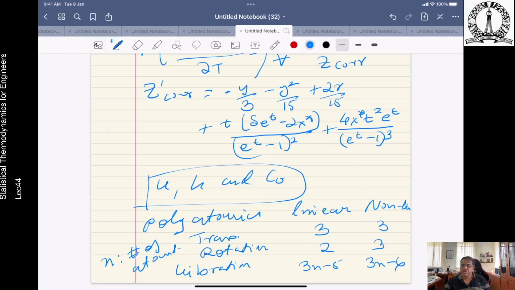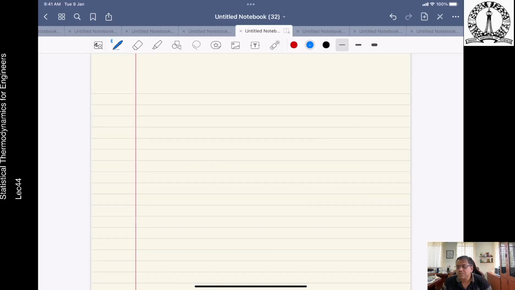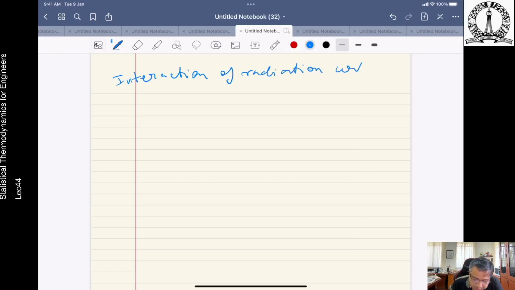So we are going to stop here and shift a little towards spectroscopy, and see how spectroscopic measurements of concentrations, temperatures, etc. can be performed. Okay, so let's now look at the problem of the interaction of radiation with matter.